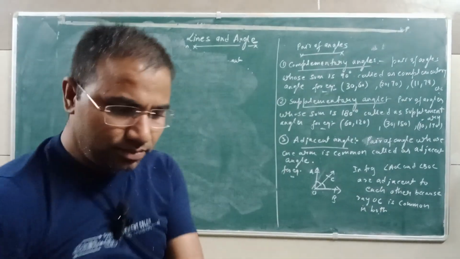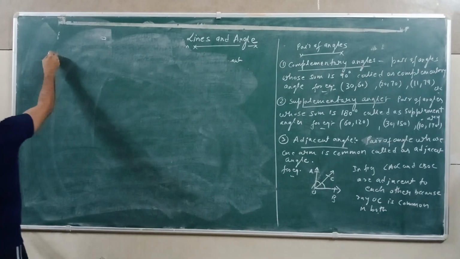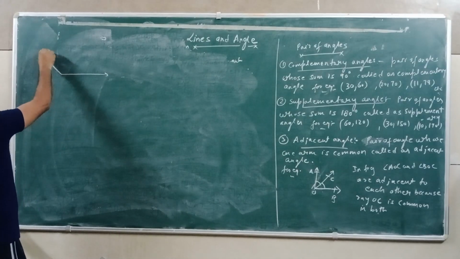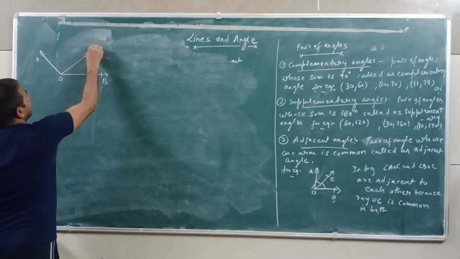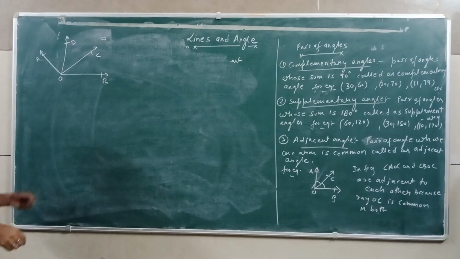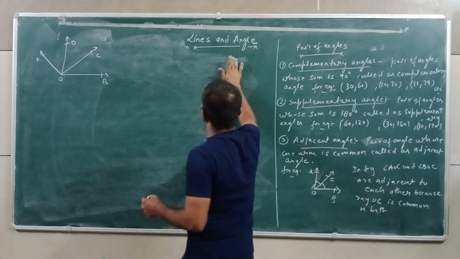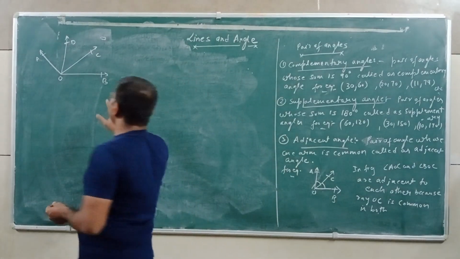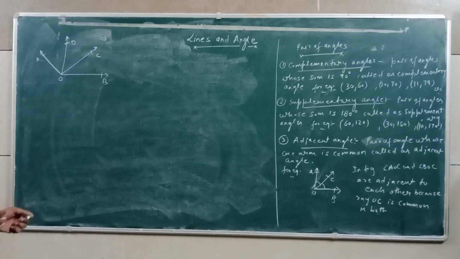Okay, now let us see. See here, so I am going to make one figure. See, suppose this is A, O, this is B. One ray is there, C, and one ray is there, D. Okay, now you have to tell how many adjacent pairs are there in the given figure. And you have to write the adjacent pairs also.